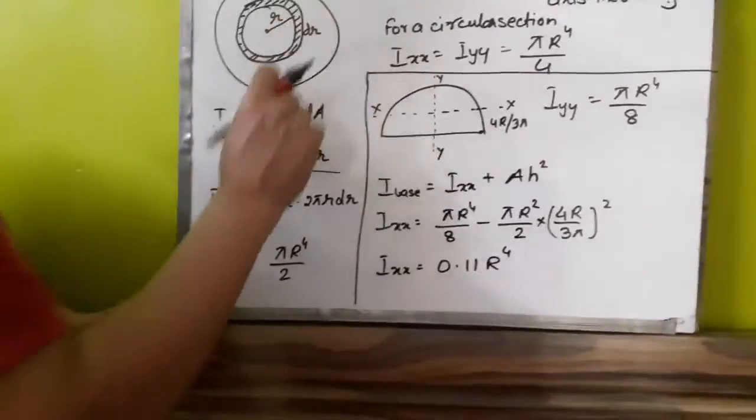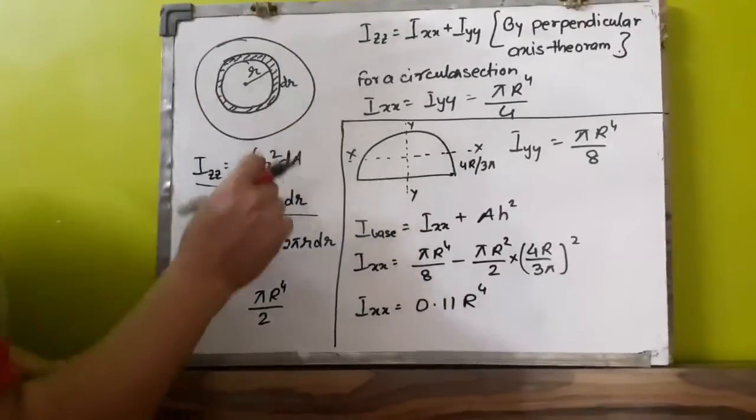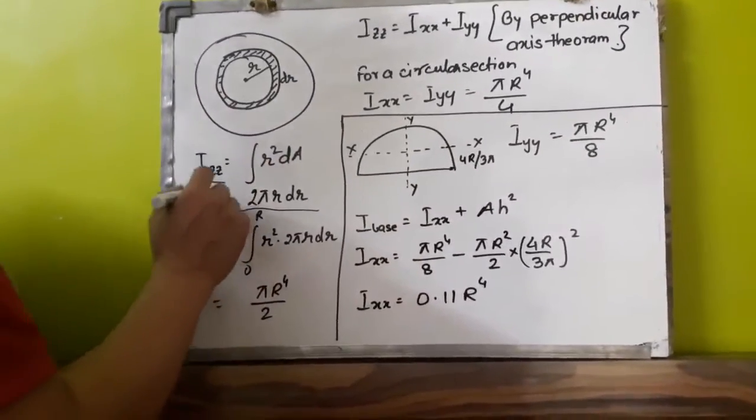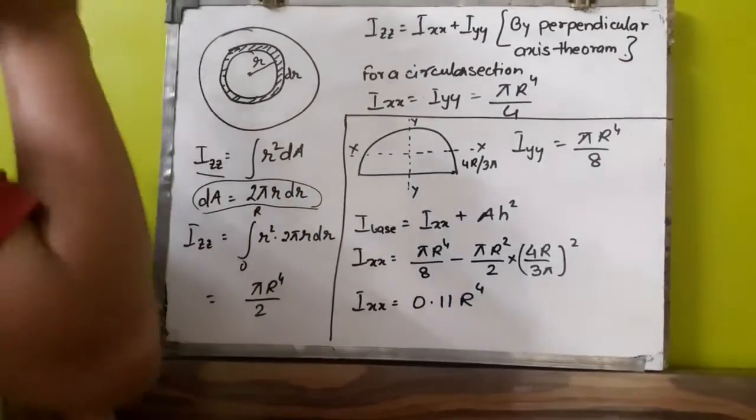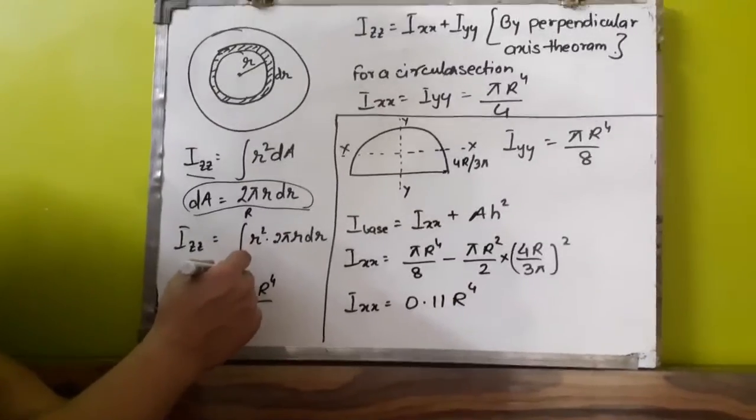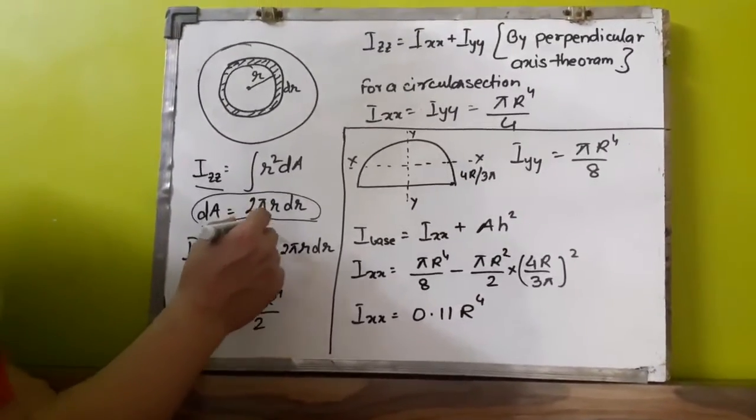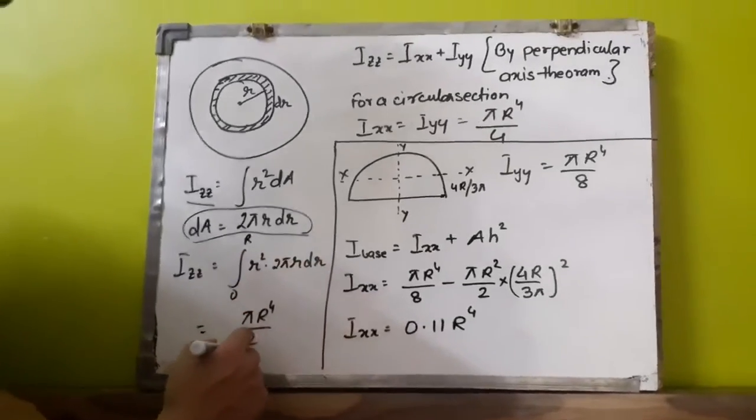If you look at this strip, if you open it, the length of the strip is 2 pi r and the thickness of the strip is dr. So the area is 2 pi r into dr. Now if you find out the value of Izz, let us integrate it from 0 to r, where r is the radius of the circle. This is r square, put down the values, we get pi r to the power 4 by 2.